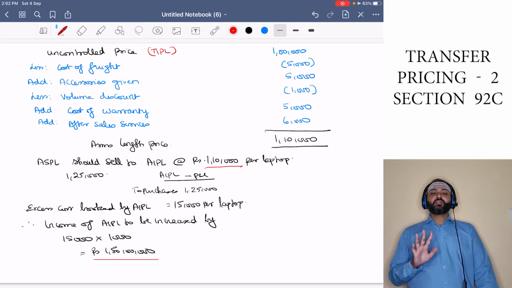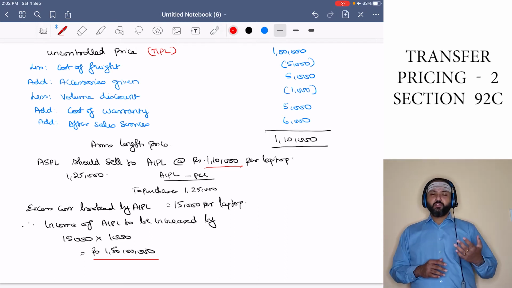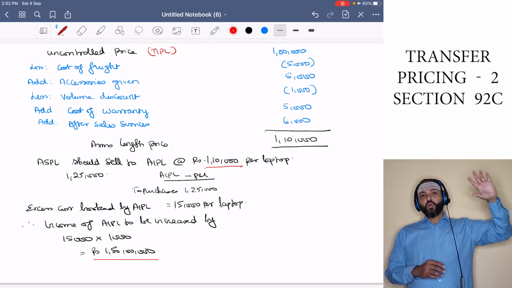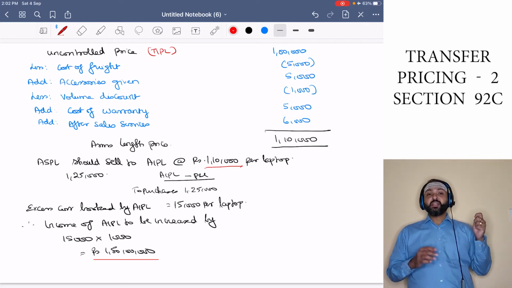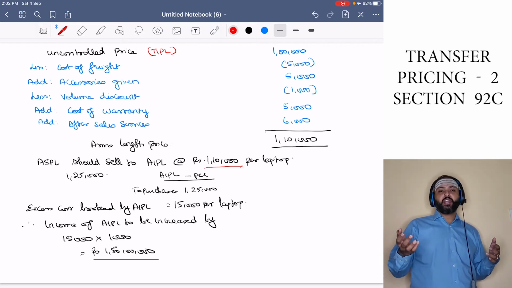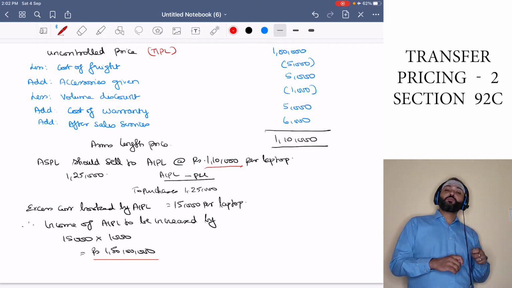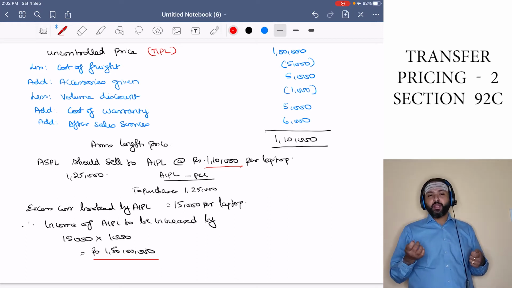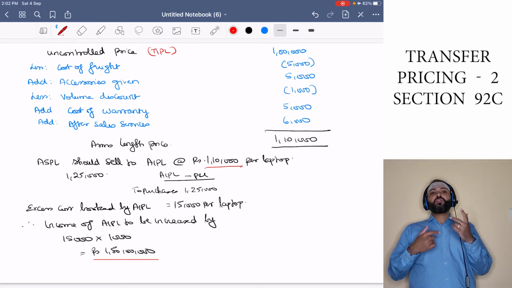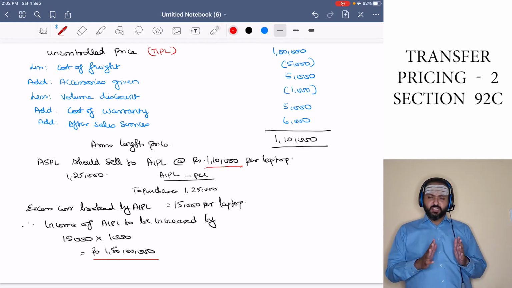This is called the comparable uncontrolled price method. So what will we do? We will take the uncontrolled transaction's price. We will make adjustments for various differentials in the transactions: what is provided to the unrelated party but not provided to the related party, or the other way around. So we will see these transactional differences and arrive at the arm's length price.